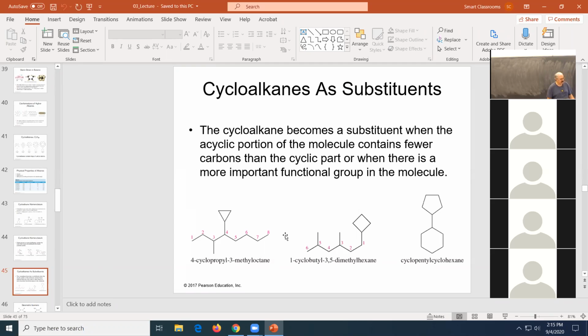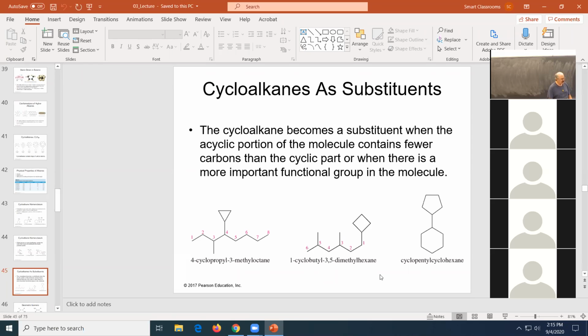So how do you decide whether a cyclic compound is a substituent or a parent? It's usually based on which one is larger, or whether the cyclic or the open chain is more complex, more substituted. For this middle one, hexane is more complex, more substituted, so it would make sense to call this the parent and cyclobutyl the substituent.